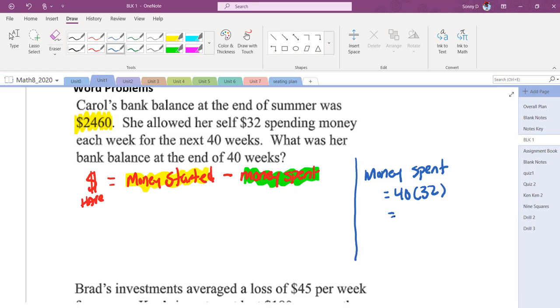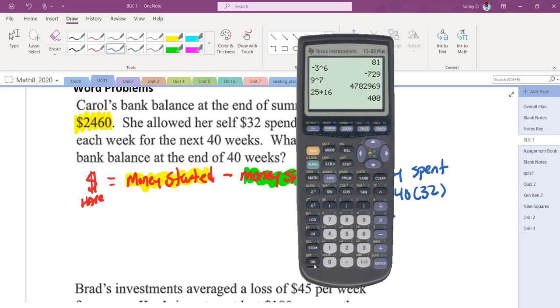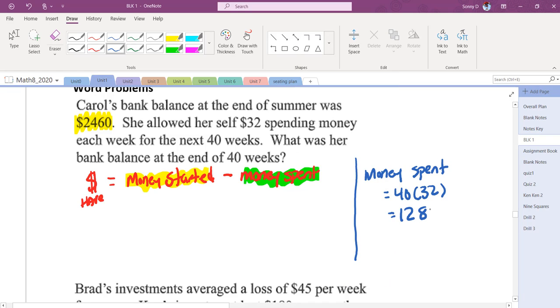So we go 40 times 32 equals 1,280, right? 1,280. So we go, okay, how much money did she start with? 2,460. That was given to us in the question. How much money did she spend? $1,280. How much money is left over? Right? And then you minus the... Yes, Dylan. Can I answer? Yeah. 1,220.